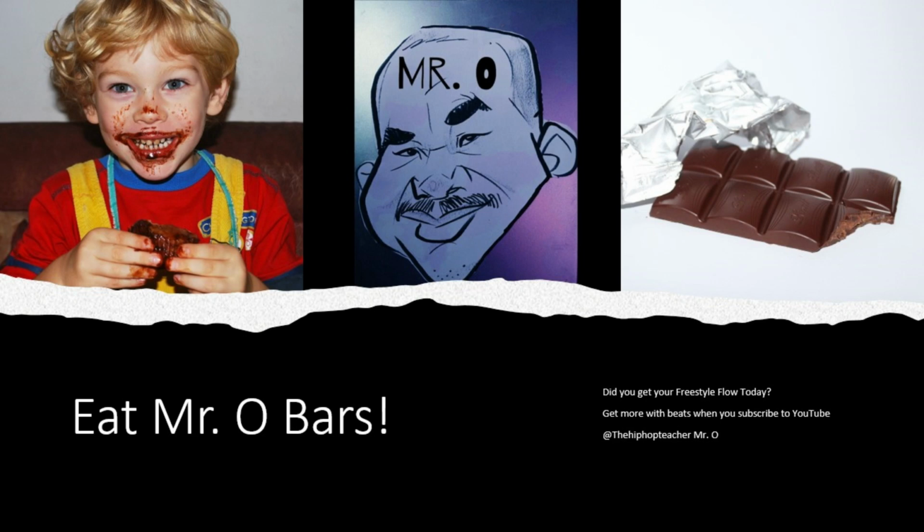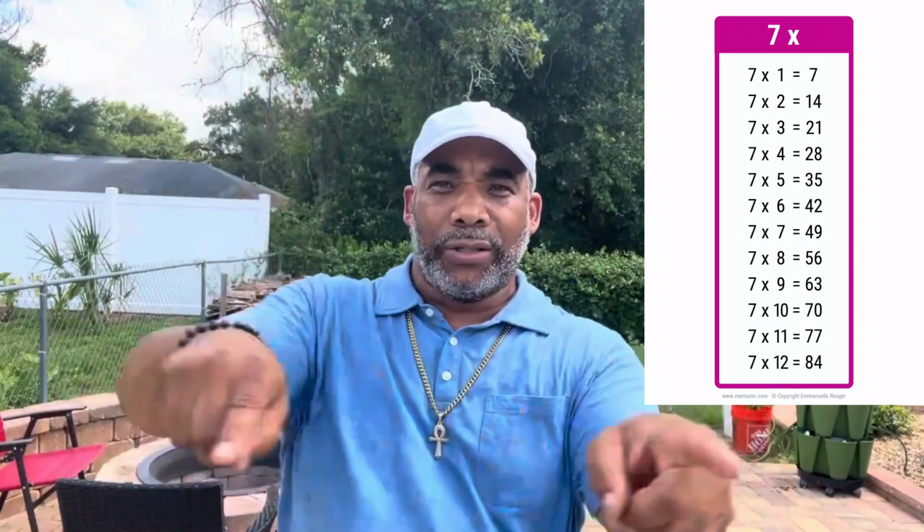But we're rocking with Mr. O. A circle or something like that. Yeah, cipher, yeah. All right, so that's your 7 times tables.